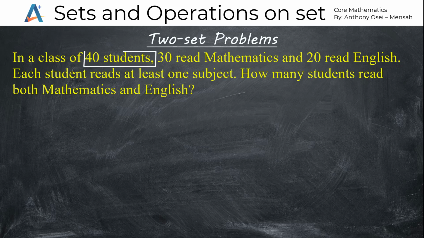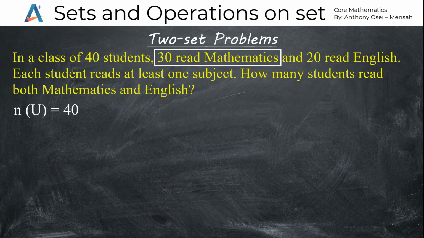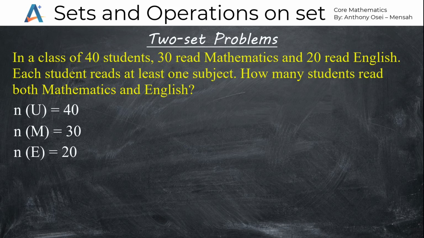In a class, there are 40 students. So the number for the universal set will be 40. Now 30 of them read mathematics. So let M be mathematics. So n(M), the number who read mathematics, will be equal to 30. And then let E be those who read English. So n(E) will be equal to 20.